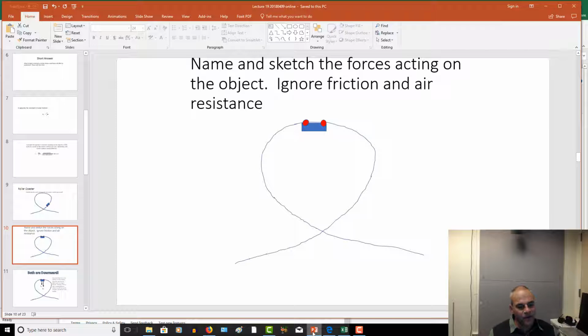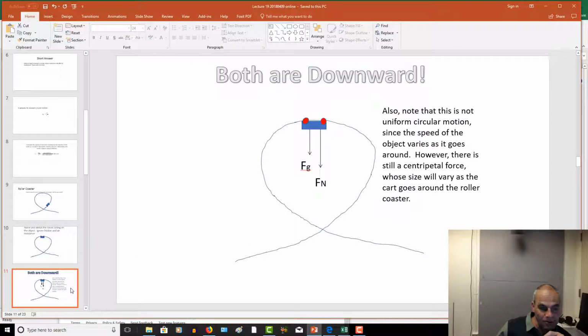All right, hopefully you've had a moment to figure out what the forces are going to be on this cart. They may be surprising to you, but they're both down. It's the normal force, because there's a contact point between the wheels of the cart and the track. And there's also gravity, which is down. They both have to be down. So you might argue, wow, that means the object is going to accelerate down. That's exactly what happens. The object is accelerating downward towards the center of the circle when it's at the top right here.